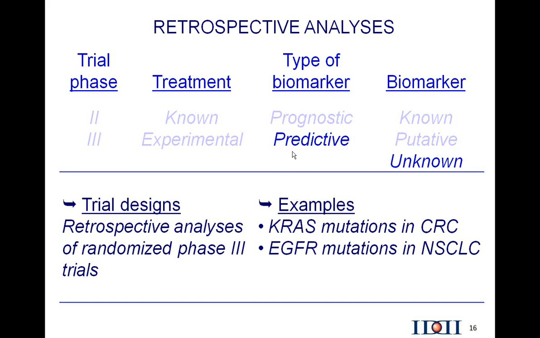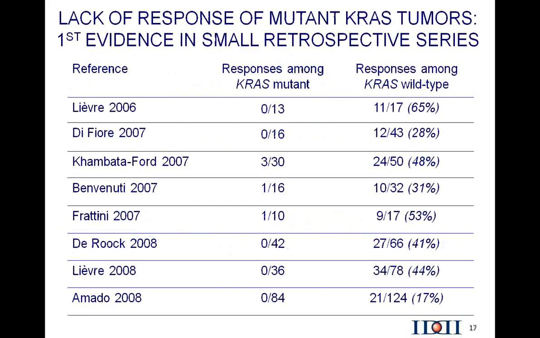Likewise, if we look at predictive biomarkers that had to be identified, most of the biomarkers we have today came from retrospective analyses of randomized phase 3 trials. For example, KRAS mutation in colorectal cancer or EGFR mutations in non-small cell lung cancer.